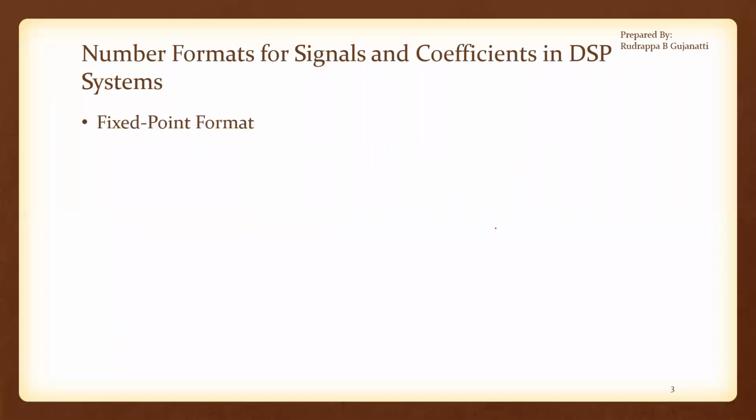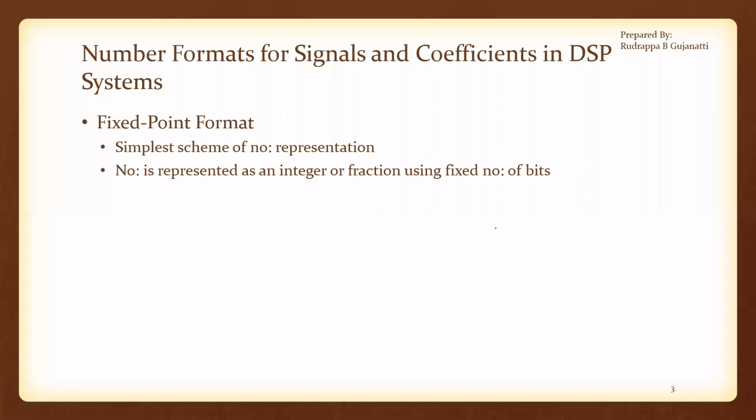So next, let us start off with the first format, that is fixed point format. The name itself tells that the format is fixed for some particular specification. So point implies the decimal point over here. This is the simplest one of all the formats which are available. The number is represented as an integer or fraction using a fixed number of bits.